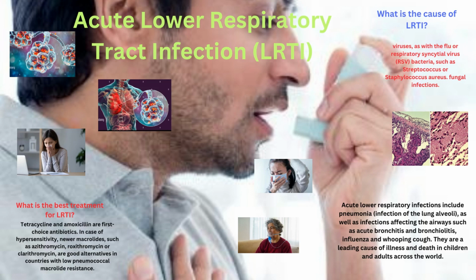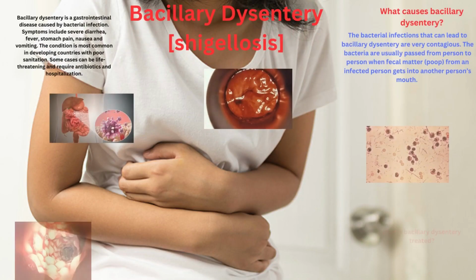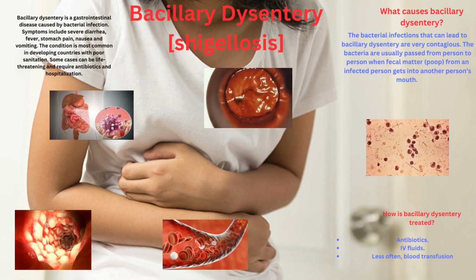What is the best treatment for lower respiratory tract infection? Tetracycline and amoxicillin are first choice antibiotics. In case of hypersensitivity, new macrolides such as azithromycin, roxithromycin, or clarithromycin are good alternatives in countries with low pneumococcal macrolide resistance. Bacillary dysentery. Bacillary dysentery is a gastrointestinal disease caused by bacterial infection.